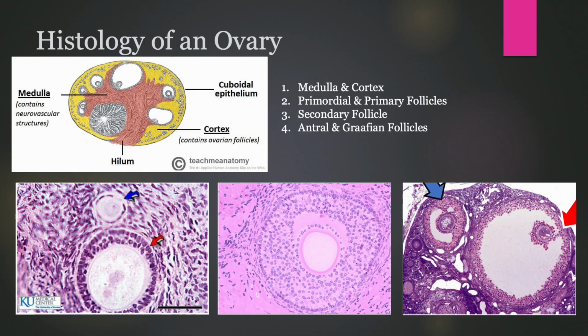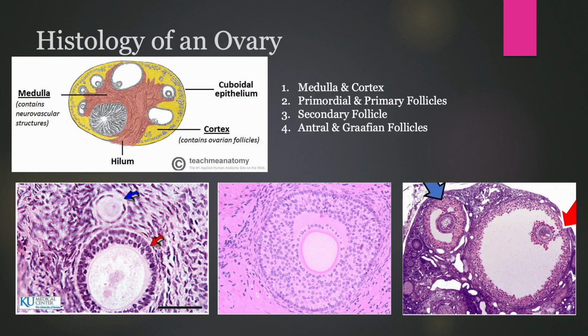And lastly, we'll go over the histology of an ovary. In the first picture here, on the top, I have a photo of the medulla and the cortex. So the cortex is the outer portion of the ovary and it contains ovarian follicles in there. So that's where you'll find the primary follicle, secondary follicle, so on and so forth. Then we have the medulla, which is kind of in this reddish color, and that contains the neurovascular structures.